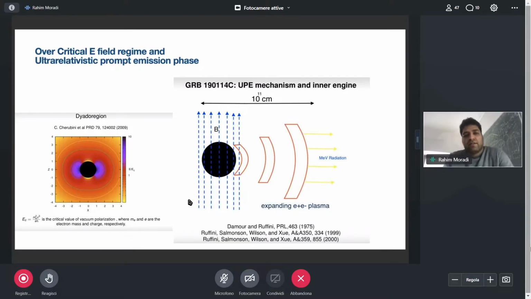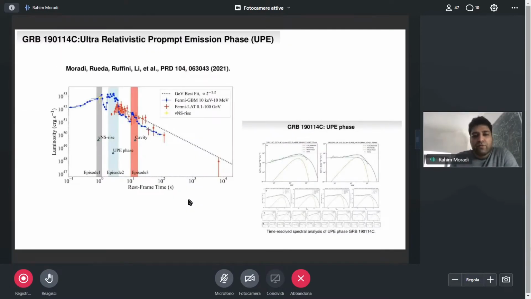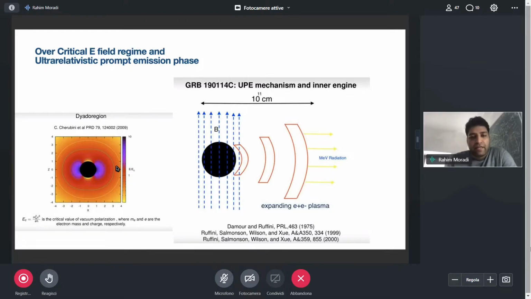So what happens in the ultra-relativistic prompt emission phase, when we observe the thermal component? In the case of GRB 190114C, we observe this thing in only 2 seconds of observation. What's happening here is that first, this idea was proposed by Damour and Ruffini in 1975, then was developed in a series of works by Ruffini, Salmonson, Wilson, and Xue, starting from 1999, as an explanation of the inner engine, the central engine of the GRBs.